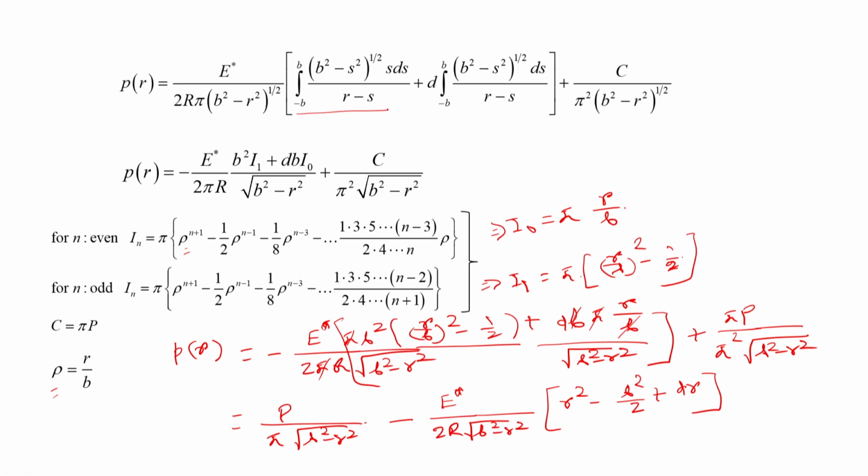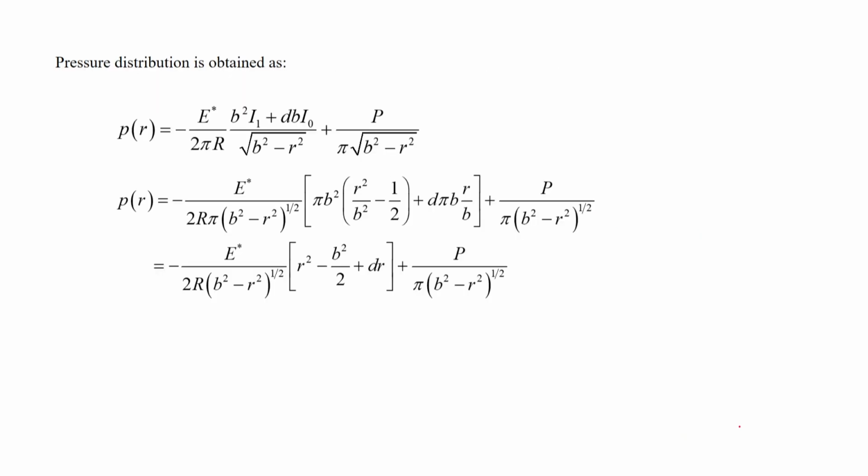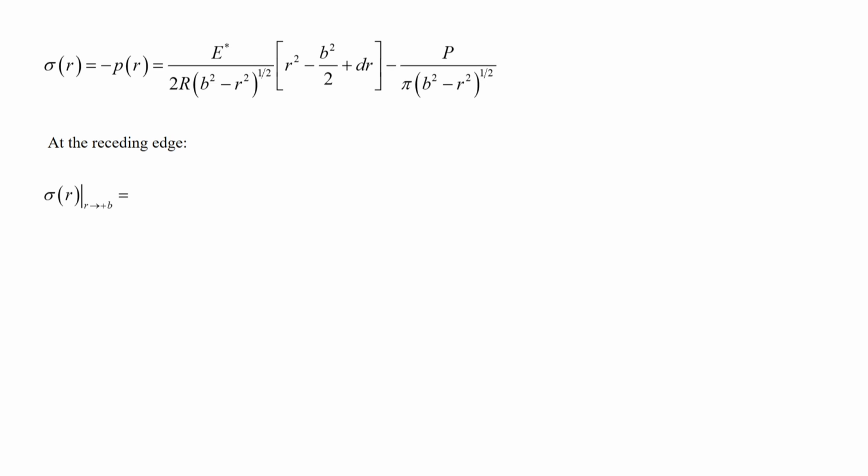So, this is the way the pressure distribution will be there in terms of R, B and D. That is all we have derived here. So, now the pressure is given by this. So, the stress that is developed will be negative of that. So, here it will be like that.